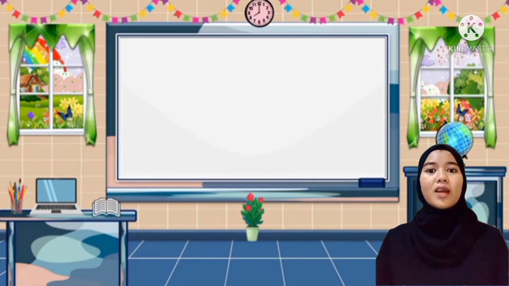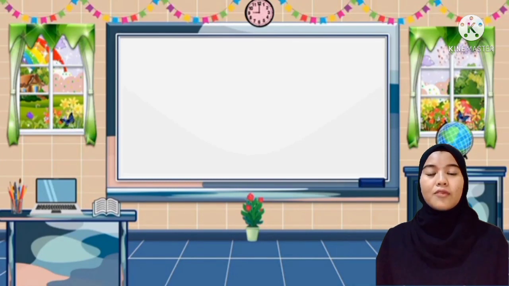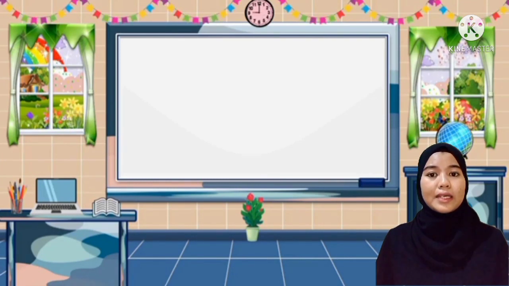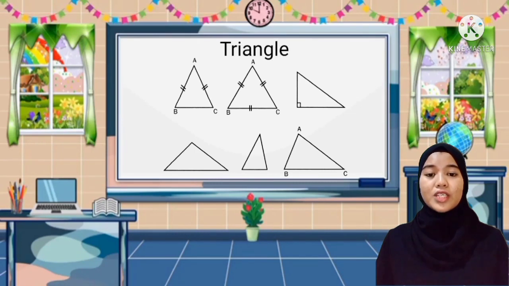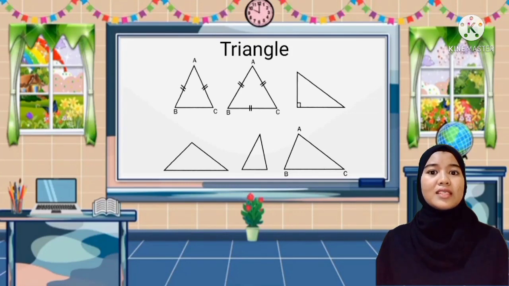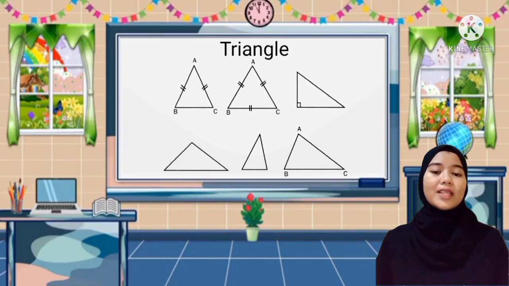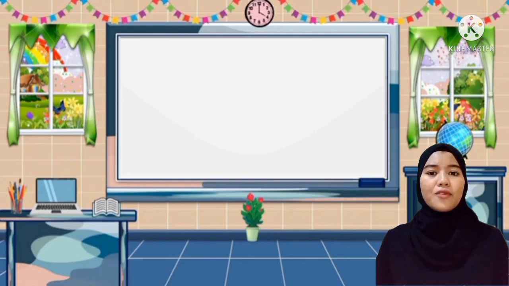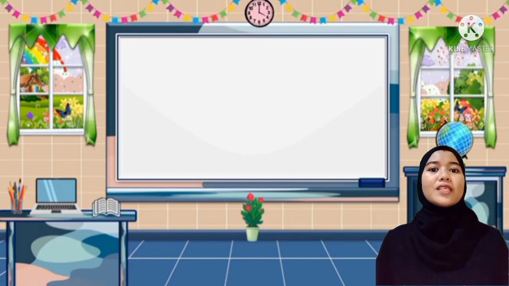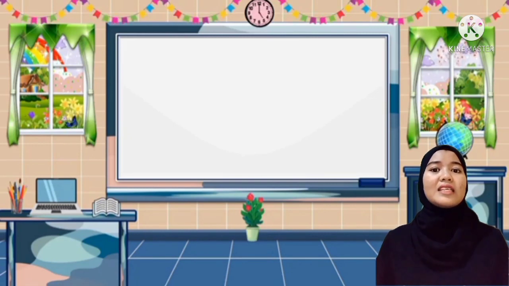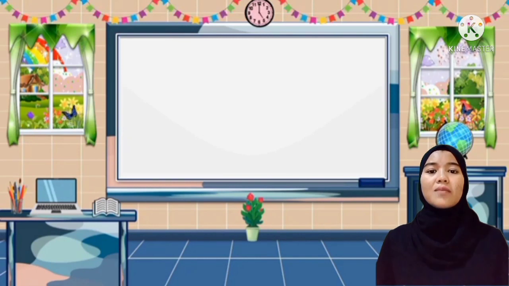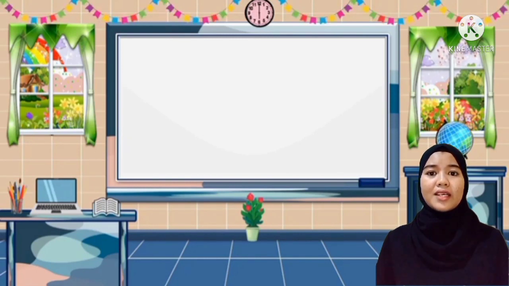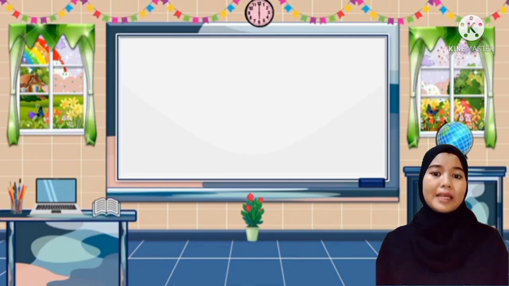Okay everyone, here I will explain the material about triangles and parallelograms. Okay, first of all, I will explain about triangles. Definition of a triangle: a triangle is a flat shape bounded by 3 sides and has 3 vertices. The types of triangles can be reviewed based on the length of the sides. First, the scalene triangle. A scalene triangle is a triangle whose sides are not the same length.